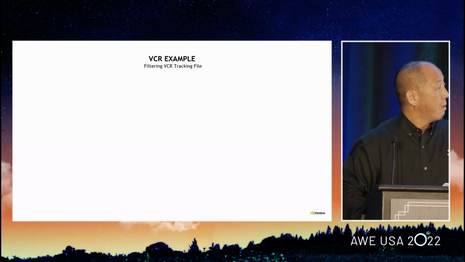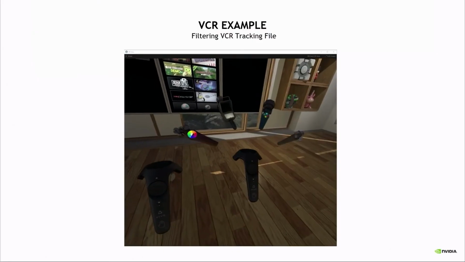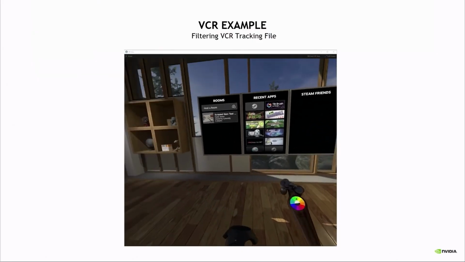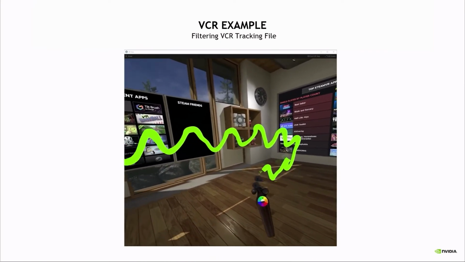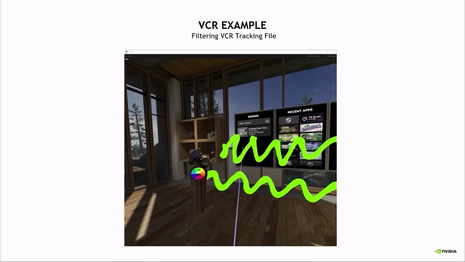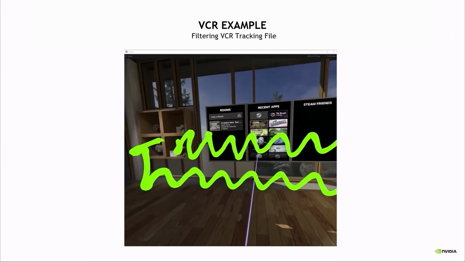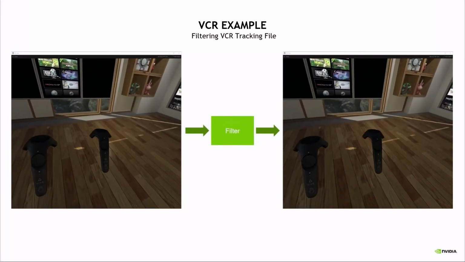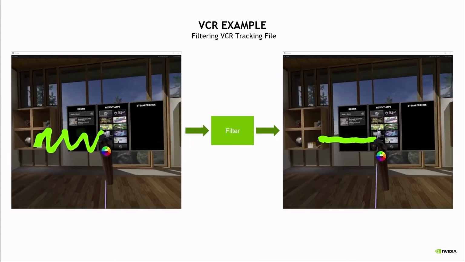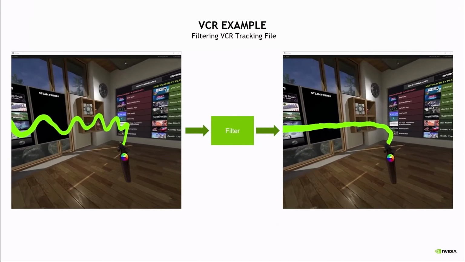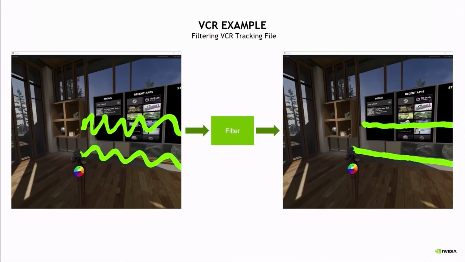Here I am recording some motion with a high frequency component, the squiggles, and a low frequency component, the left and right sweeps. And then I'm showing what it looks like when you apply the filter that averages and smooths the positional data. And that yields the same low frequency motion, but removes the high frequency component as expected.